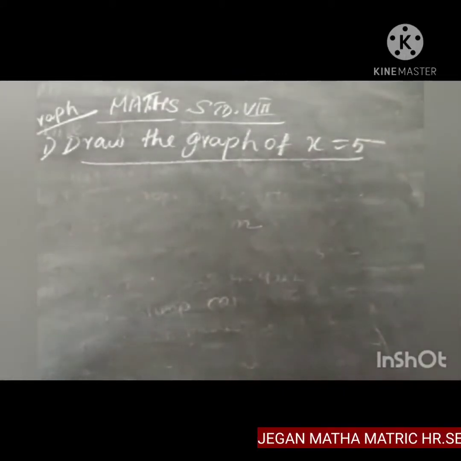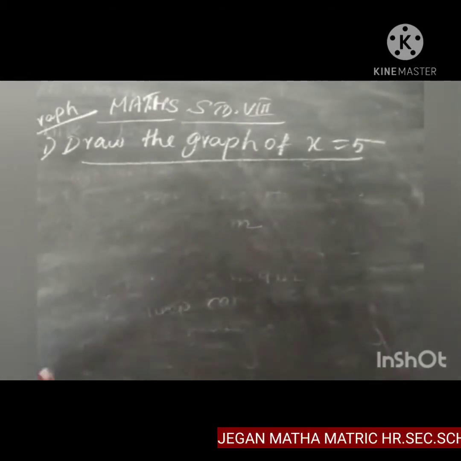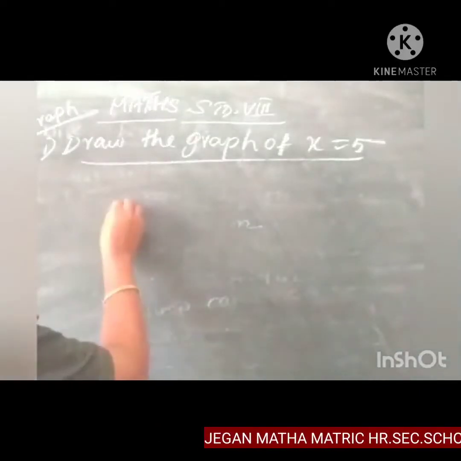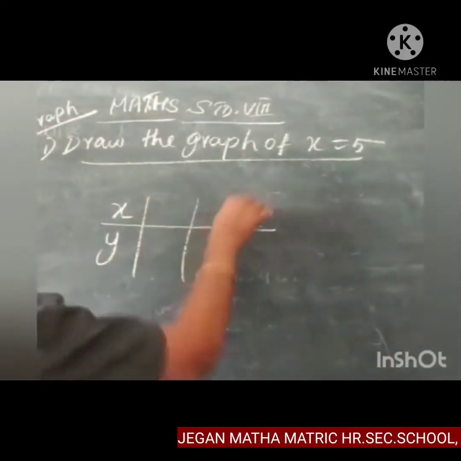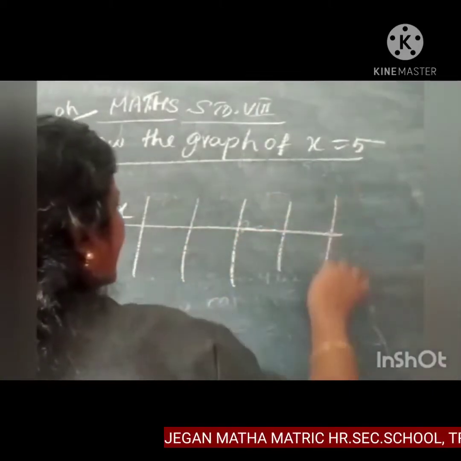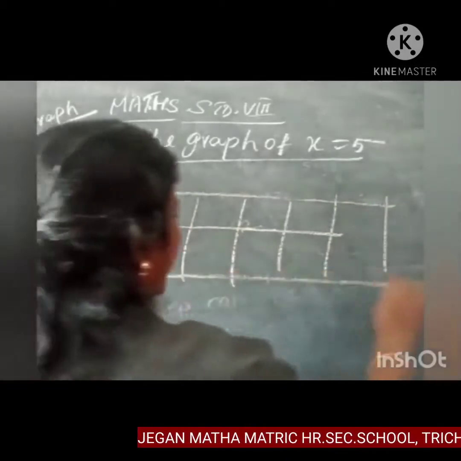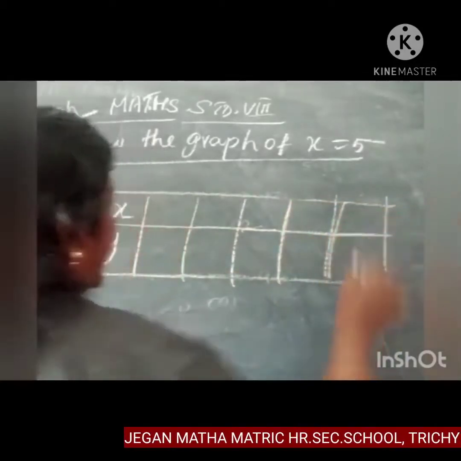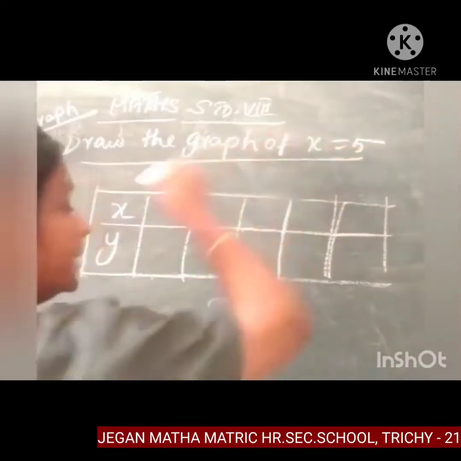Already before the video I told you, select 0 compulsorily, then select any two minus values and any two plus values. So you can draw the box like this. Totally you can select any 5 values. Now put the boxes like this. The sum is giving x equal to 5.